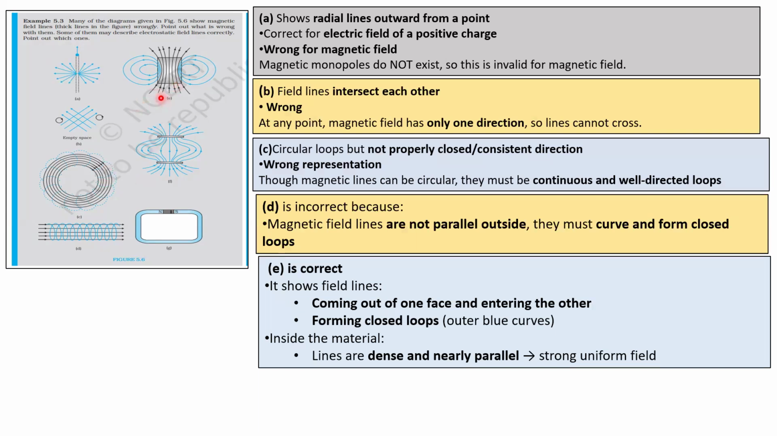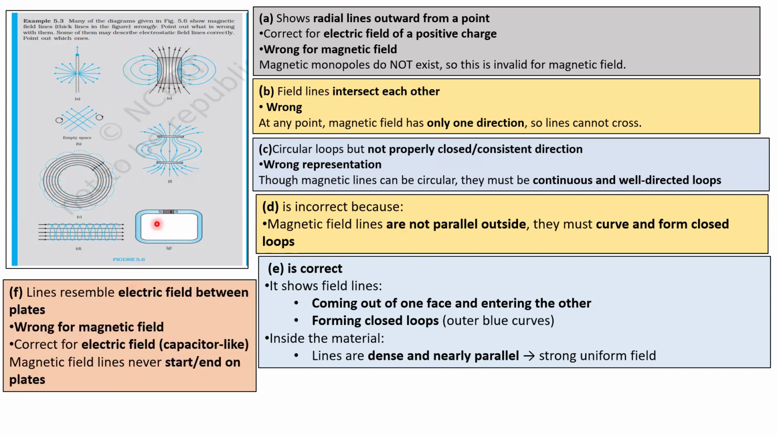In diagram E, suppose these are the field lines. It is going from south to north inside, and outside from north to south, forming loops. So it is perfectly correct for magnetic field lines. Then we'll go for the next diagram.